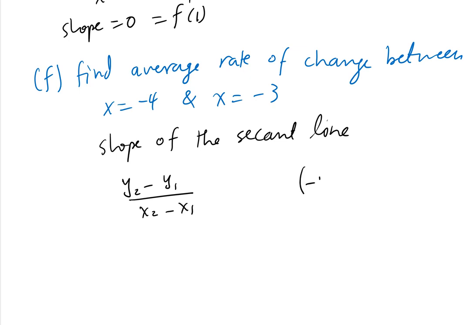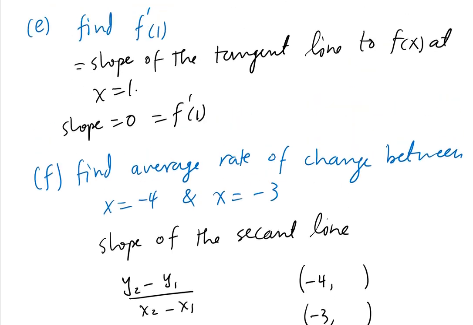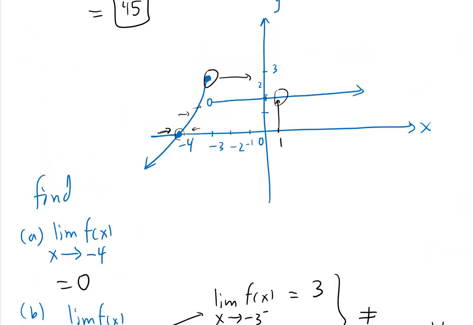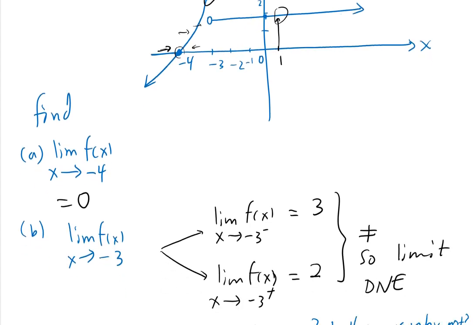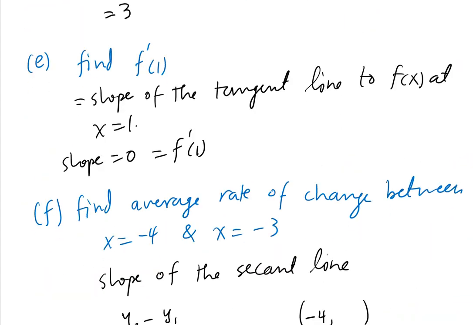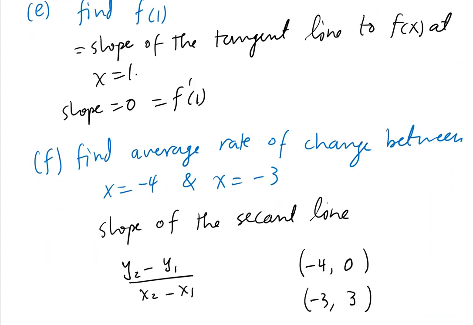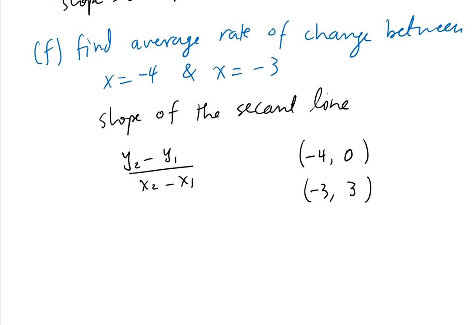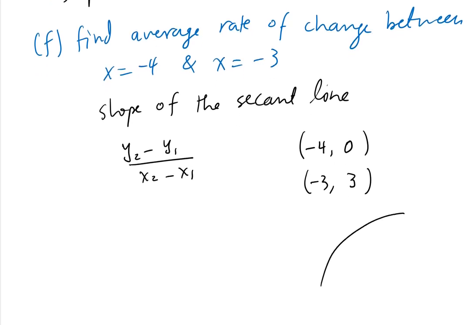So when x is -4, what is the y value? If I go back up, at -4 the y is 0. And at -3, we found that it was 3. Think about it this way: there's a point here and a point here. We need to find the slope of this secant line. So you can call this x1, y1, x2, y2.